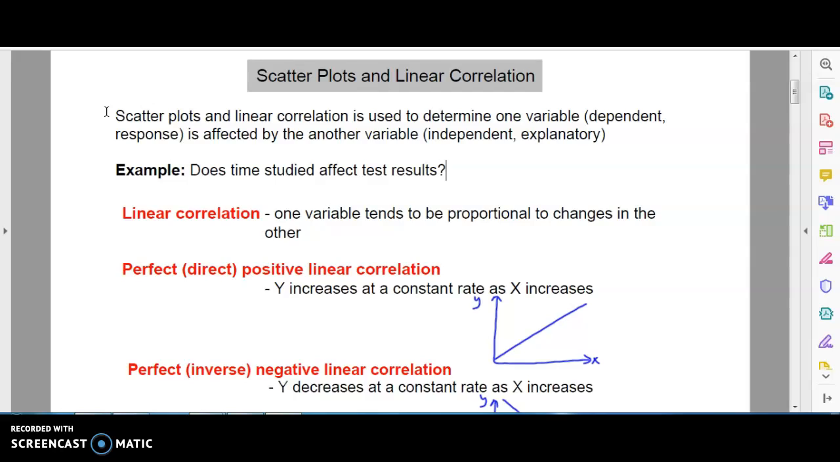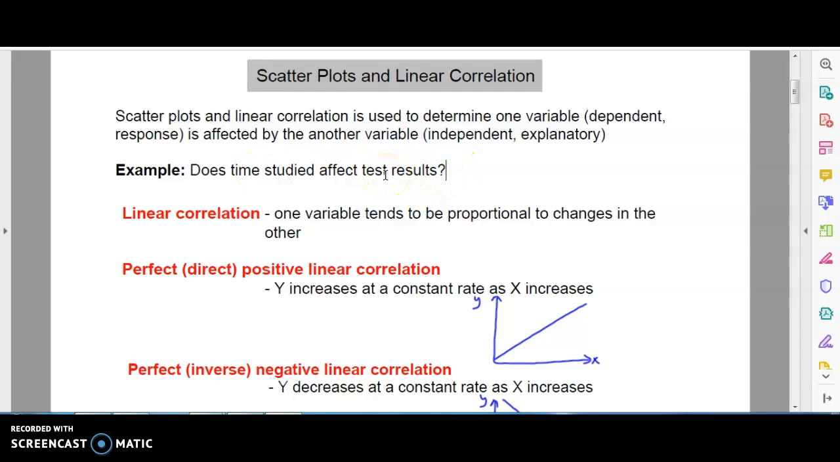So you have your dependent variable and you have your independent variable. Independent, as always, goes on the x-axis, and the dependent variable goes on the y-axis. So, for example, does time studied affect test results? Our two variables here: one is time, how much time you spent studying, and the second is the results on the test.